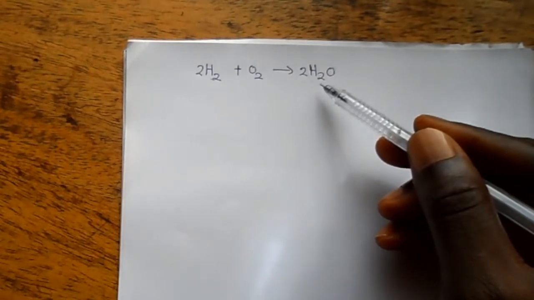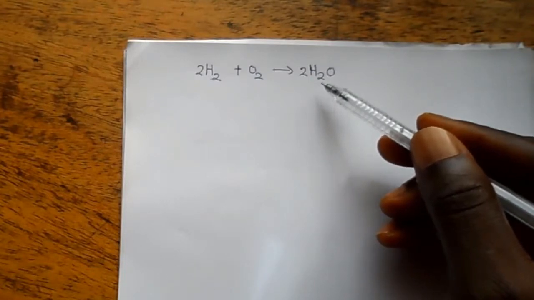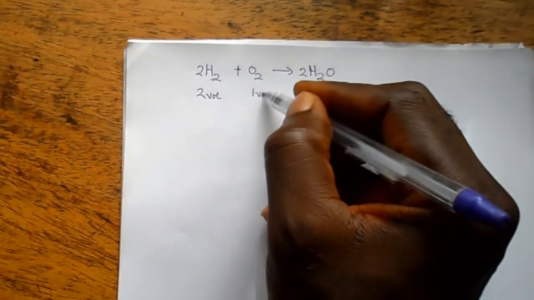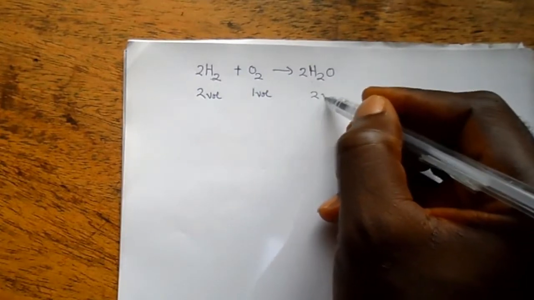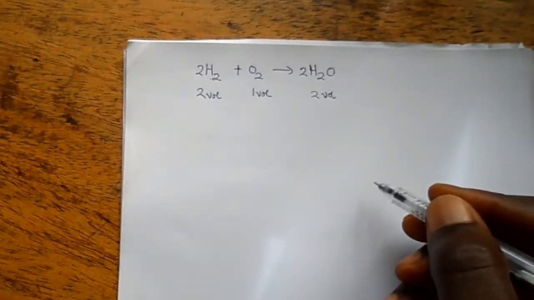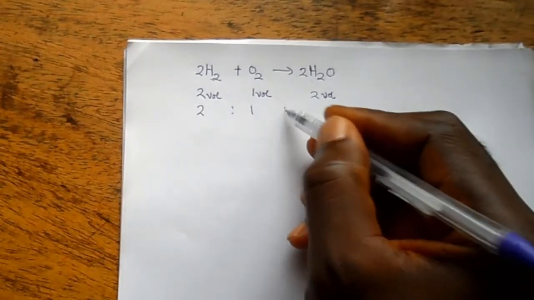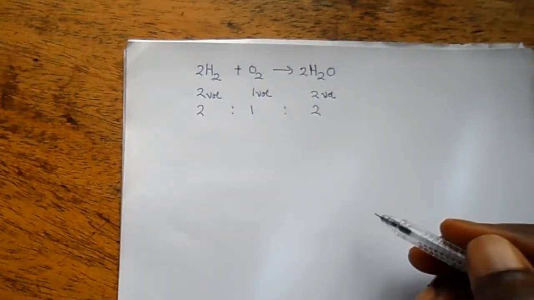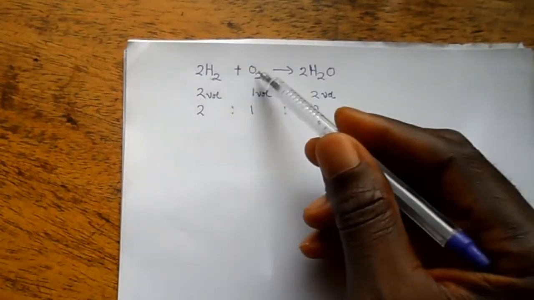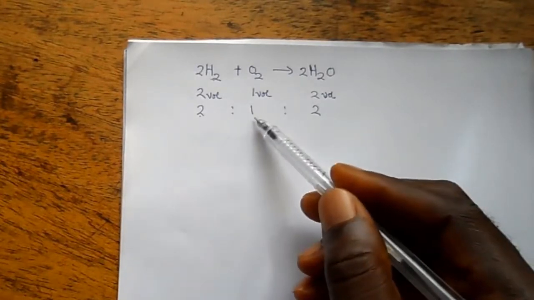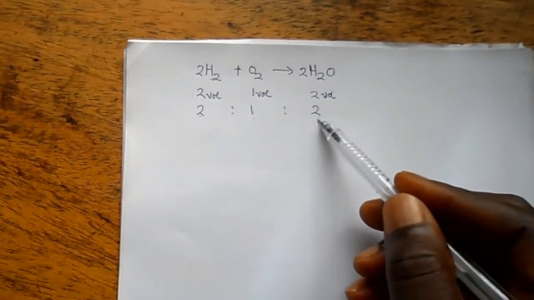Now from this equation we are going to apply Avogadro's law or Gay-Lussac's law, and that means that 2 volumes of hydrogen reacted with 1 volume of oxygen to give 2 volumes of water. So this reaction takes place in the ratio 2:1:2. Each time we react hydrogen and oxygen to give water, when we take 2 volumes of hydrogen, we will take 1 volume of oxygen to give 2 volumes of water.